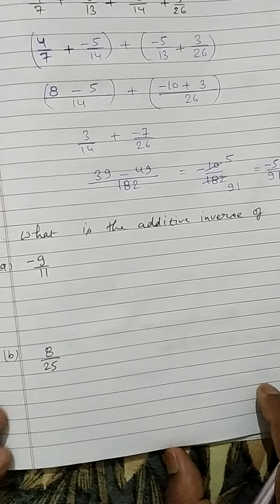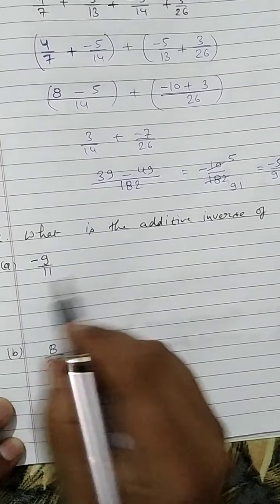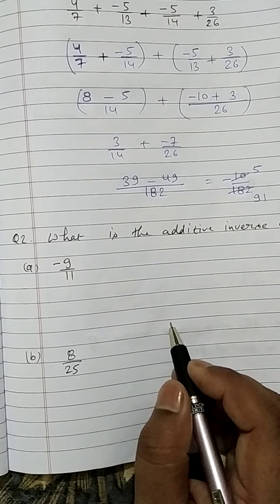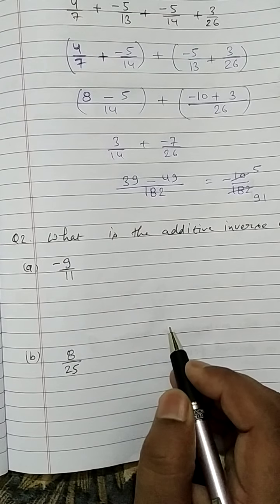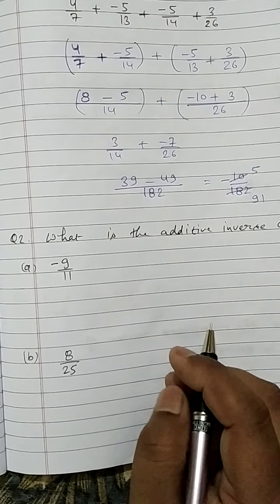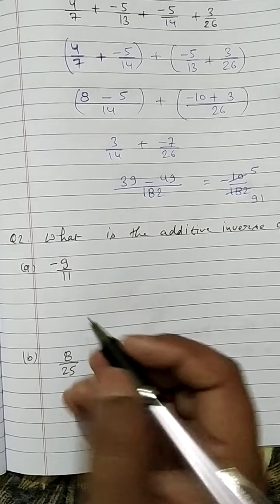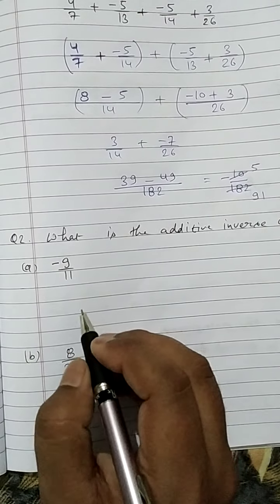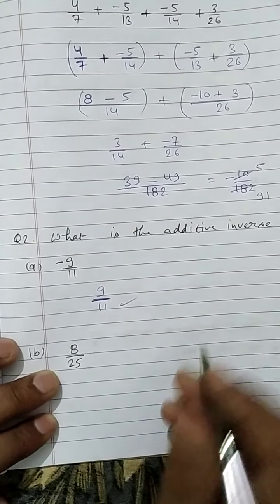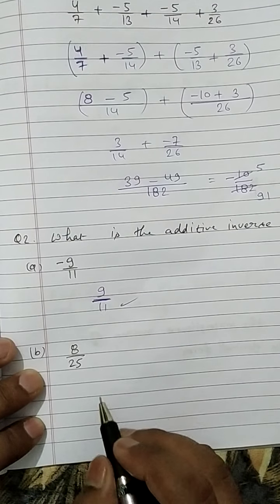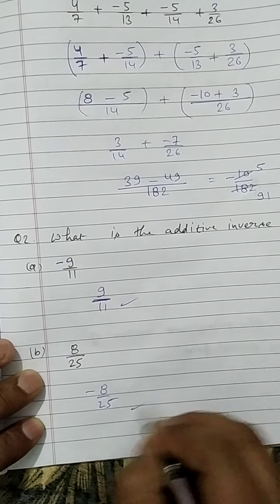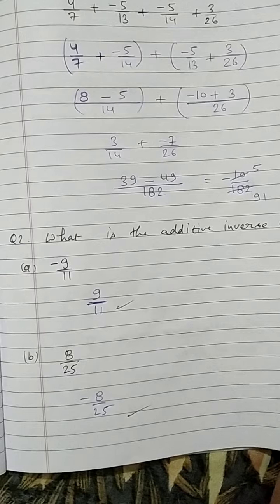Now our next question is, what is the additive inverse of minus 9 upon 11? Additive inverse means removing the negative sign or taking the negative sign, or we can also say that we have to multiply minus 1 with it. Okay, so on multiplying minus 1 with minus 9 upon 11 we get positive 9 upon 11. So we can directly write it positive 9 upon 11, and on multiplying 8 upon 25 with minus 1 we get minus 8 upon 25. Okay, so this is simply the additive inverse.